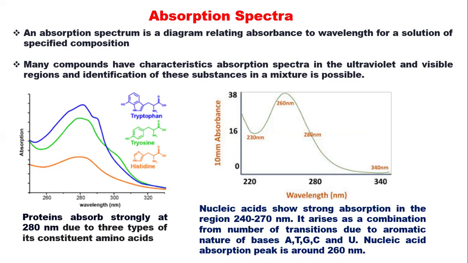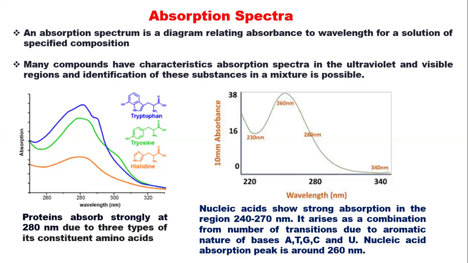We already defined absorption spectrum, which we said is a graph or an illustration that relates absorbance to the wavelength of a particular substance. So when we have a plot of absorbance against wavelength, we have an absorption spectrum. And we have explained that many compounds have their own characteristic absorption spectra in the UV or visible region, and we can actually identify this substance in a mixture.